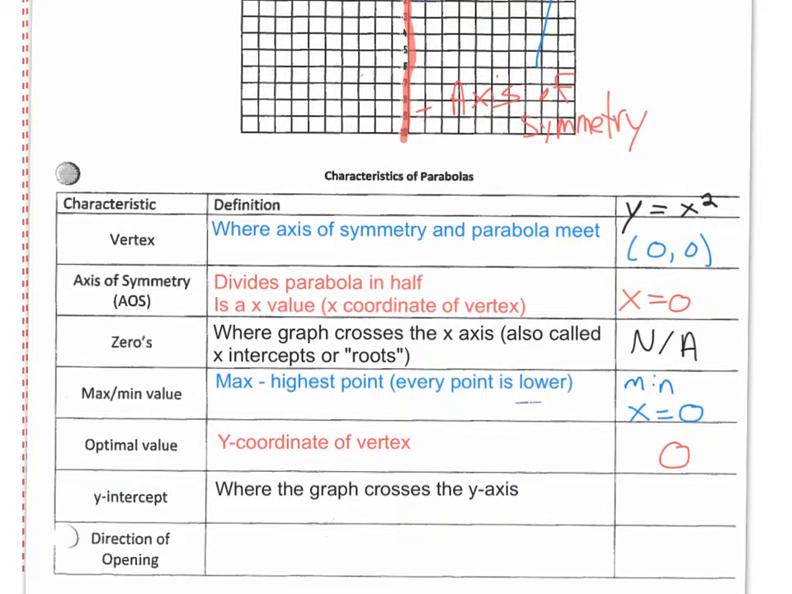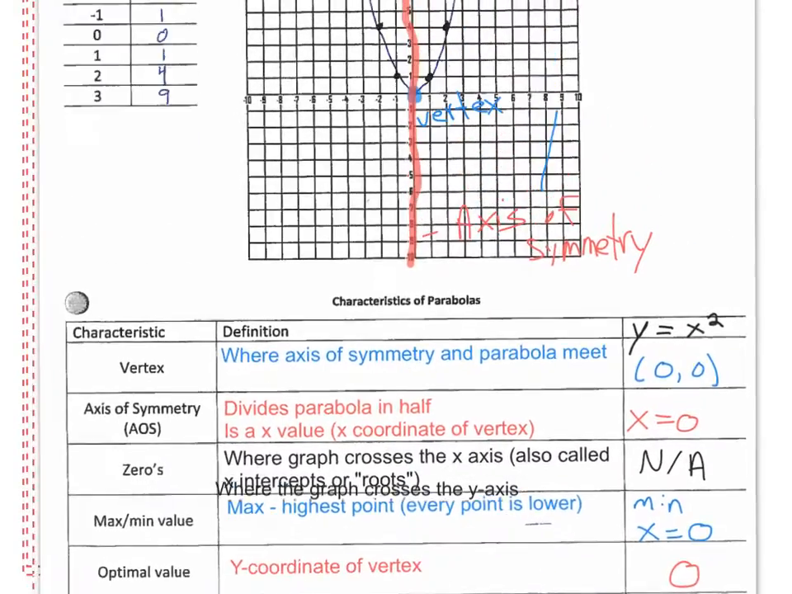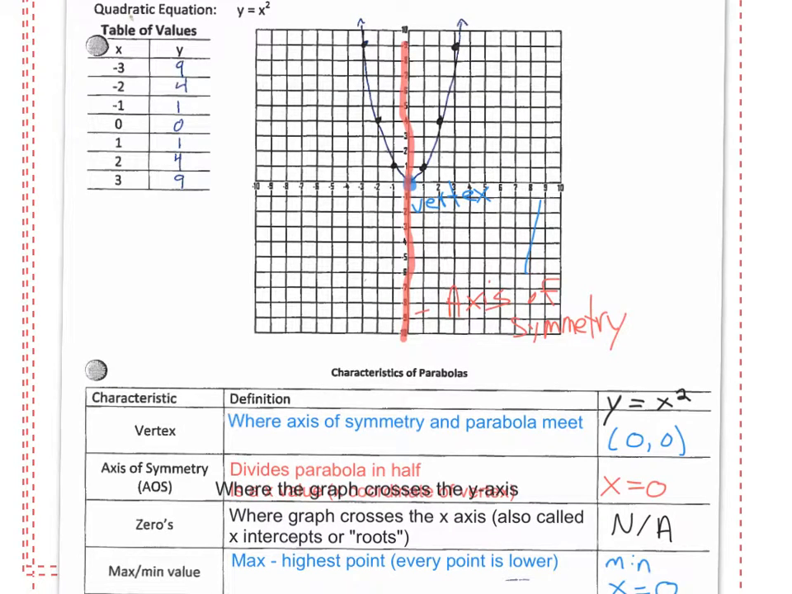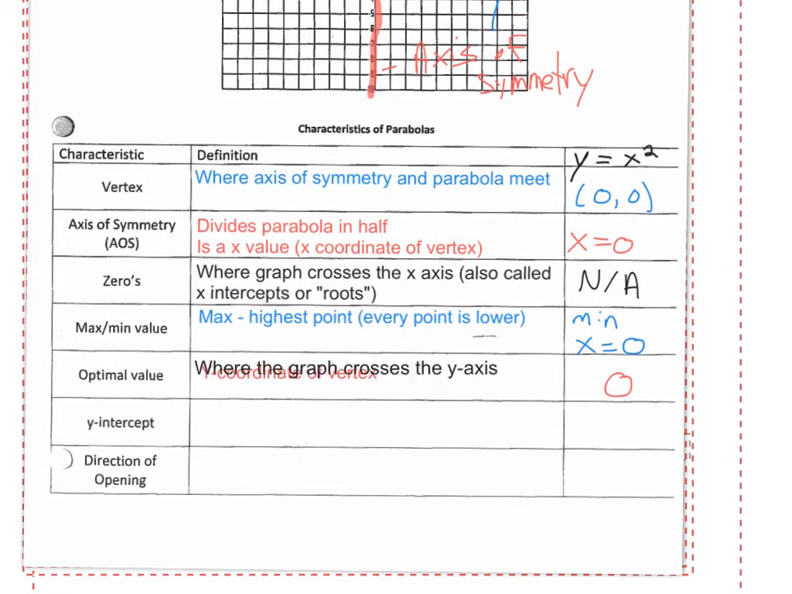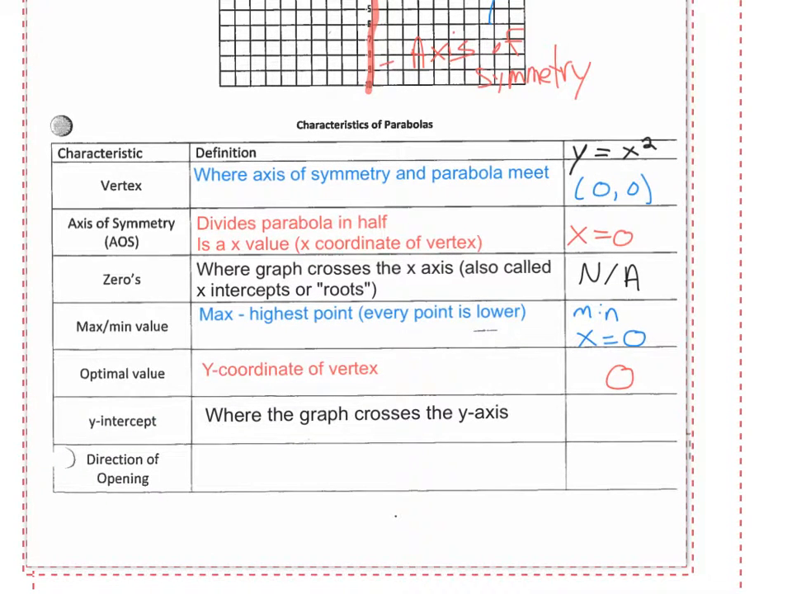The y-intercept is easy enough, where the graph crosses the y-axis. Looking at our curve, we scroll up here, where it crosses the y-axis. We can see that our parabola crosses the y-axis right here on our vertex. So our y-intercept for this graph is y equals 0.